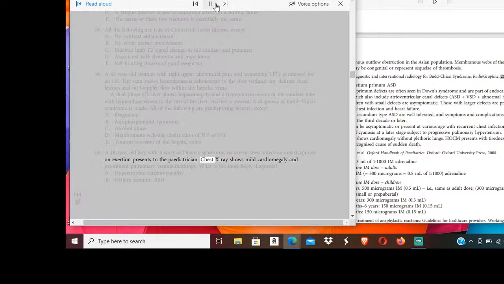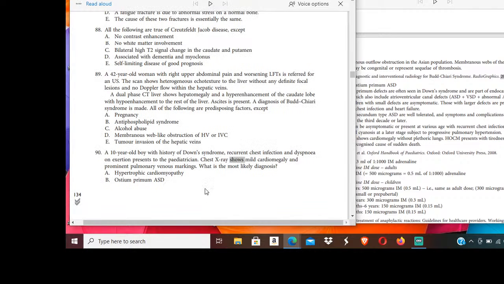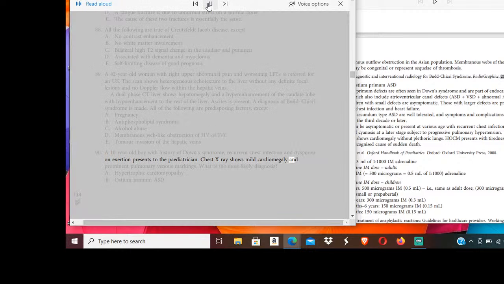Pediatrician. Chest X-ray shows mild cardiomegaly and prominent pulmonary venous markings. What is the most likely diagnosis? A. Hypertrophic cardiomyopathy. B. Ostium primum ASD.